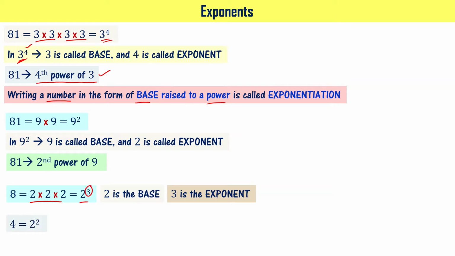4 can be written as 2 square, right? Here, this particular 2 is called base and this particular 2 is called exponent, right? 2 is the base and 2 is the exponent also. 2 times 4 can be written as 8. We have already seen that 8 can be written as 2 cube, right? 2 times 4 can be written as 2 power 1 times 2 power 2. 4 is 2 square and 2 can be written as 2 power 1, right?